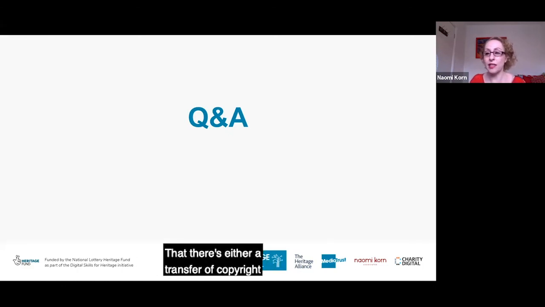There are two options. There's either a transfer of copyright or indeed a license. So I'd suggest that you have a look at that form. It's available under a Creative Commons license, so you can bespoke it and make it as useful as possible for your own organisation. So to get the necessary rights holders to agree to that.